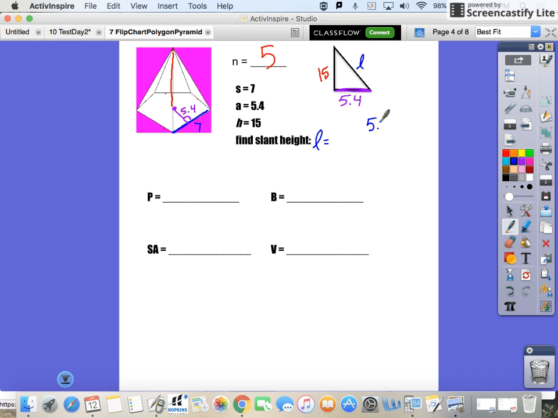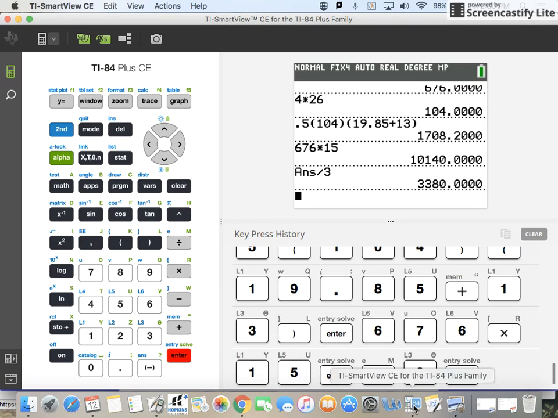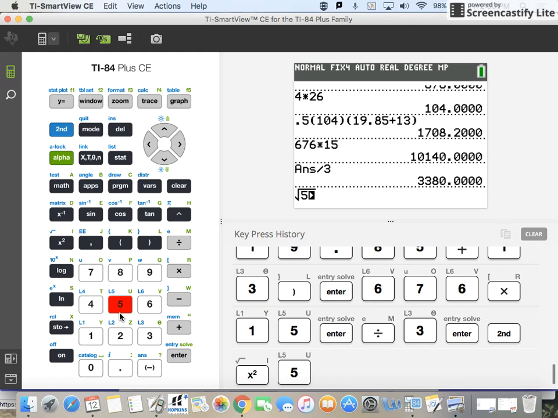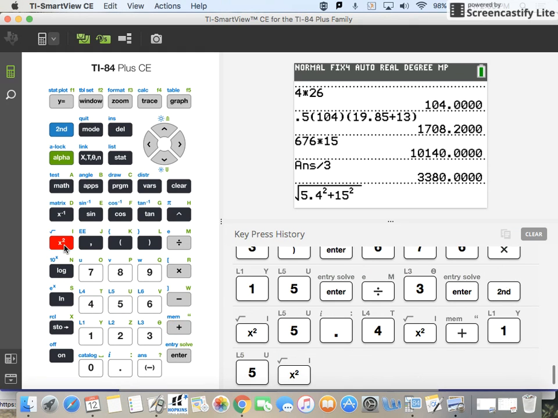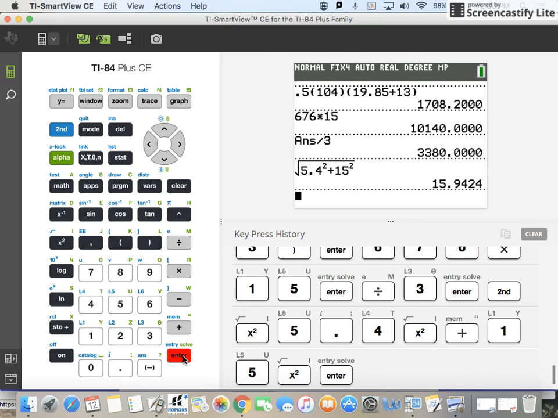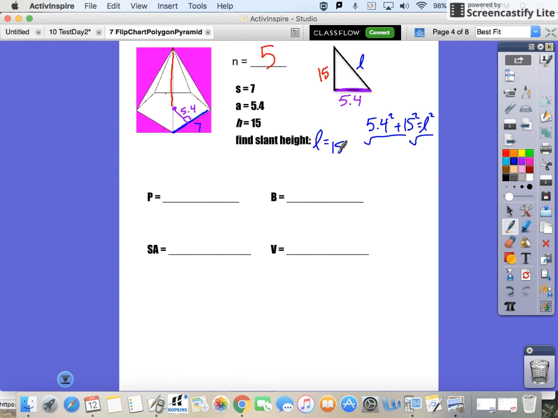We got 5.4 squared plus 15 squared equals slant height squared. Then we need to square root both. To save a little time, I'll type it in all at once. Square root of 5.4 squared plus 15 squared is 15.94. So our slant height is 15.94. Pick a unit, I don't know, inches, why not?